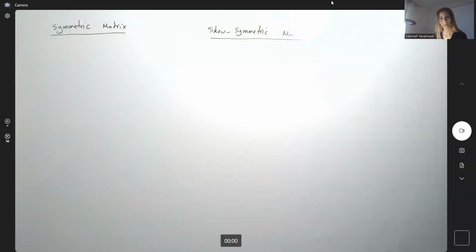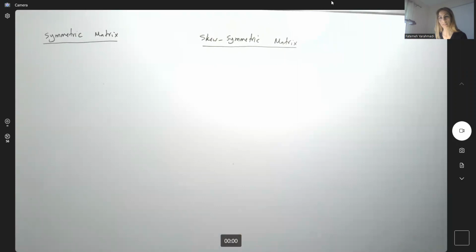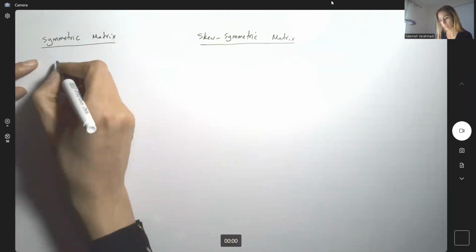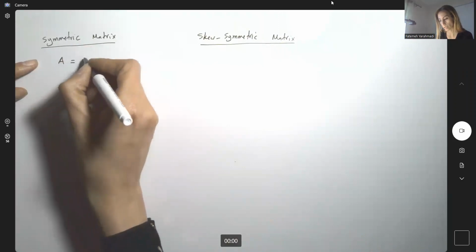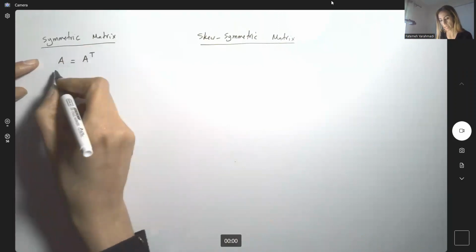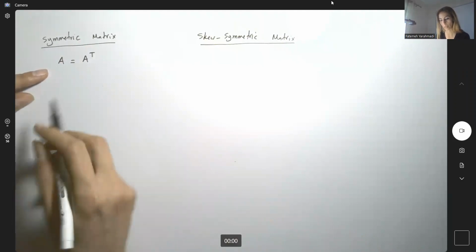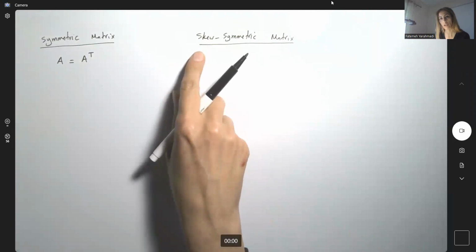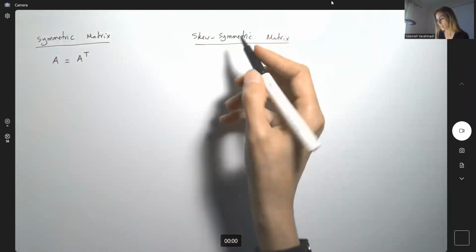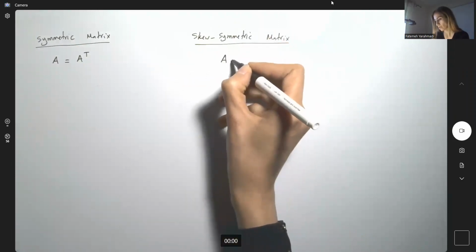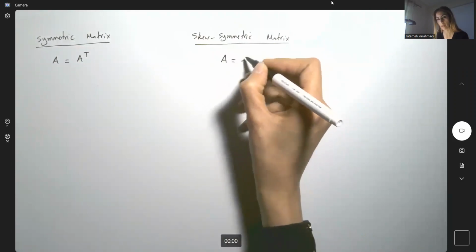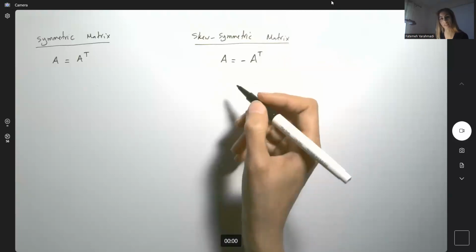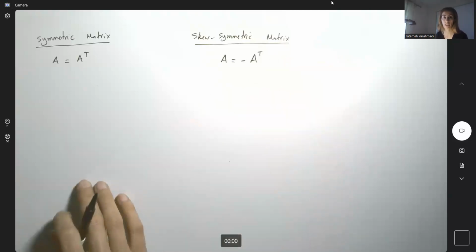So let's talk about symmetric matrix and skew symmetric matrix. When we're talking about symmetric matrix, that matrix is equal to its transpose. A is equal to its transpose, then you call that matrix a symmetric matrix. Another terminology is a skew symmetric matrix. If A is equal to negative, so you have a scalar multiplication by the transpose of that matrix, in that case, we say that we have a skew symmetric matrix.